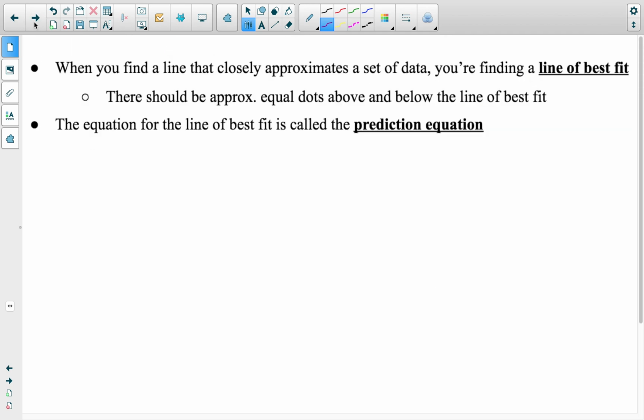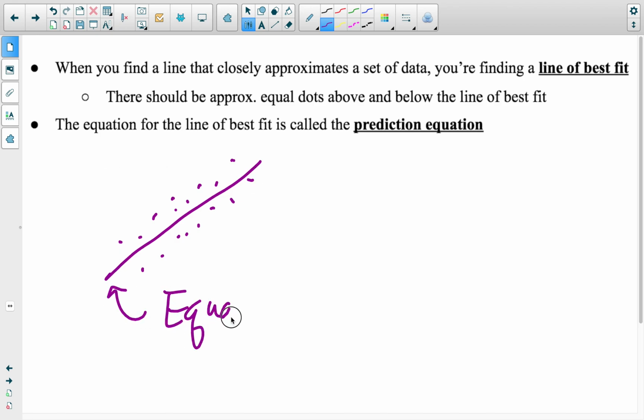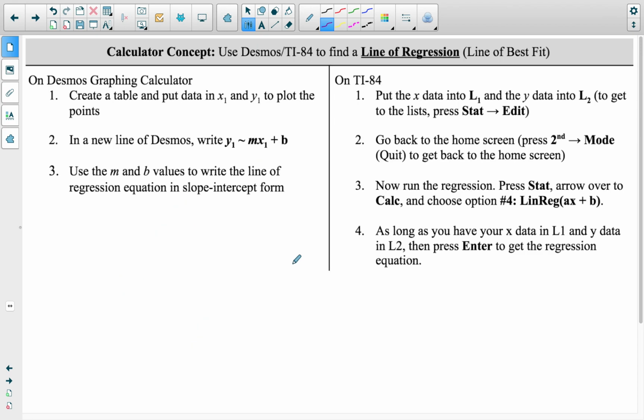Okay, so we can find a line that approximates a set of data, and it's called a line of best fit. When you're drawing a line of best fit, if you're just sketching one, there should be roughly the same number of points in your scatter plot above and below the line. Okay, and then this line has an equation with it, and that equation is called the prediction equation, or this is also called a line of regression or regression equation. Those are all used interchangeably.